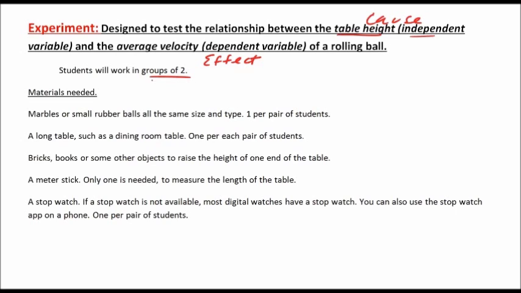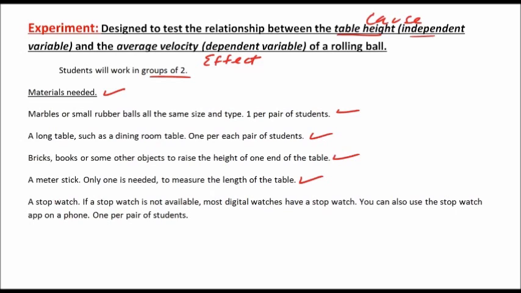The students decided that they were going to work in groups of 2. The materials they said they needed: marbles or small rubber balls, all the same size and type, 1 per pair of students. A long table, such as a dining room table, 1 for each pair of students. Some books, bricks, and other objects to raise the height of one end of the table. A meter stick so that they can measure the length of the table and also the height of the table.